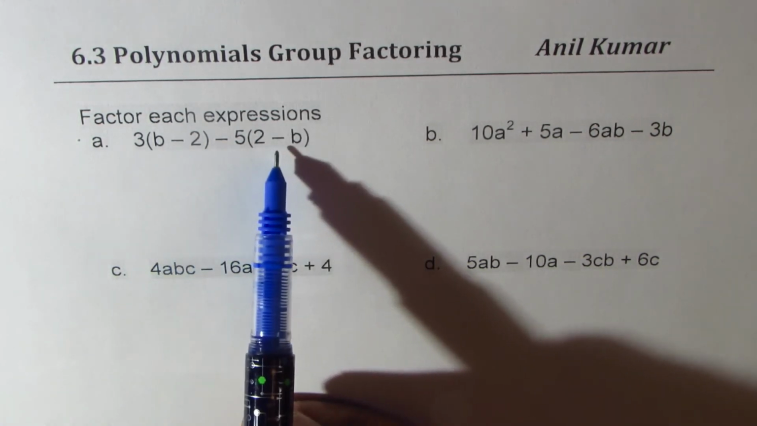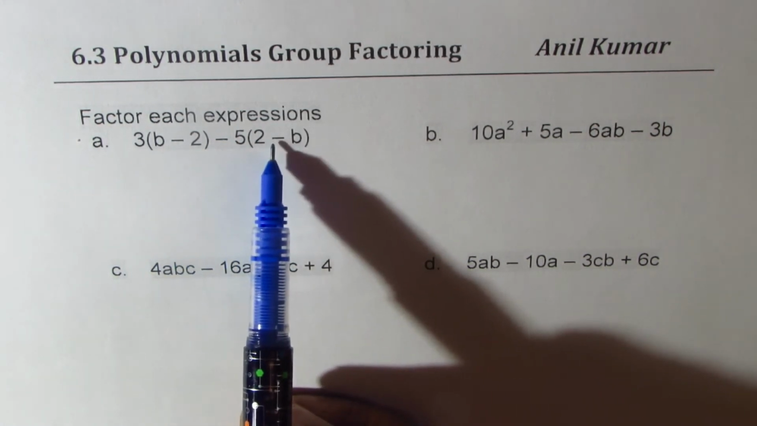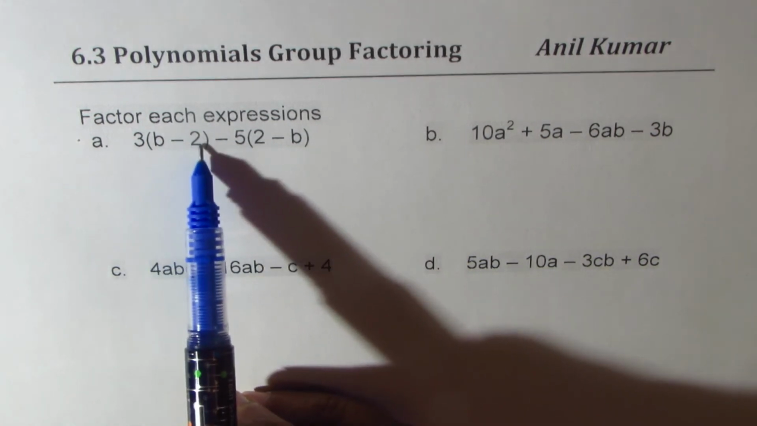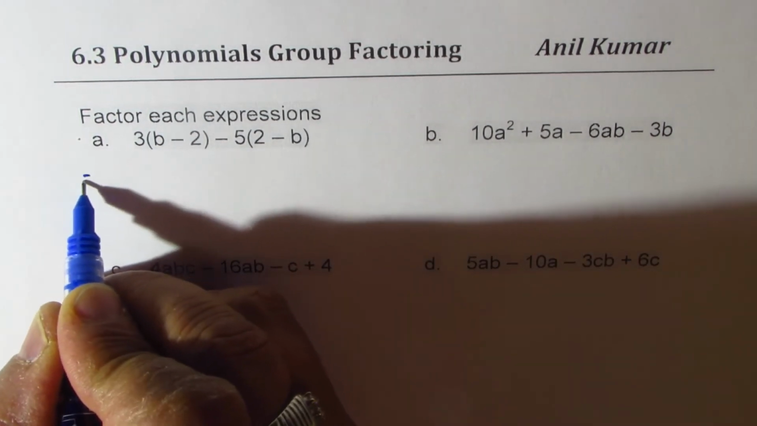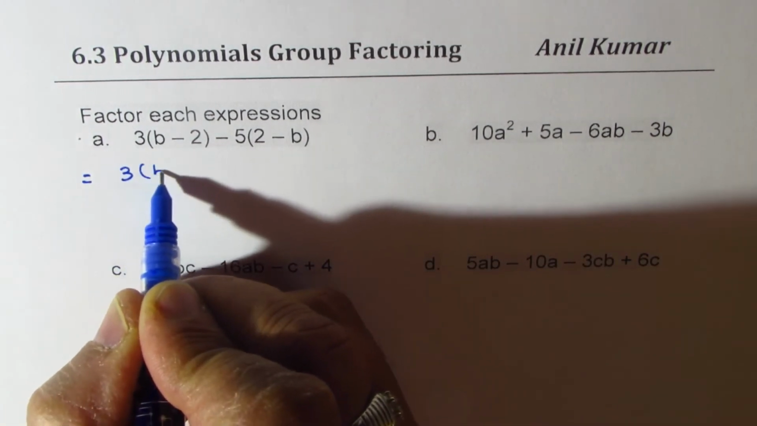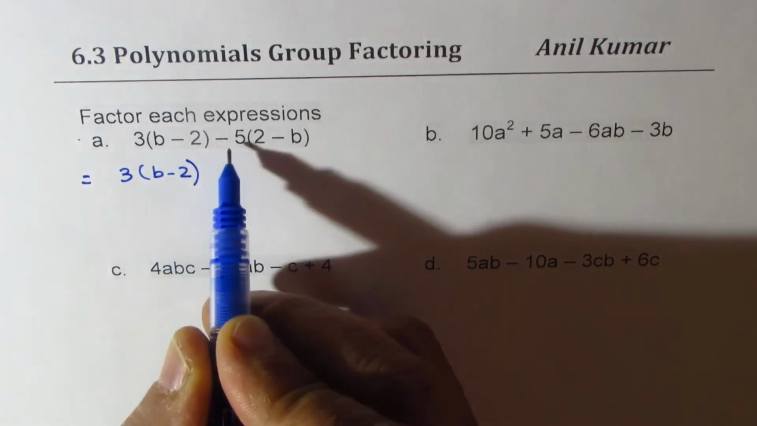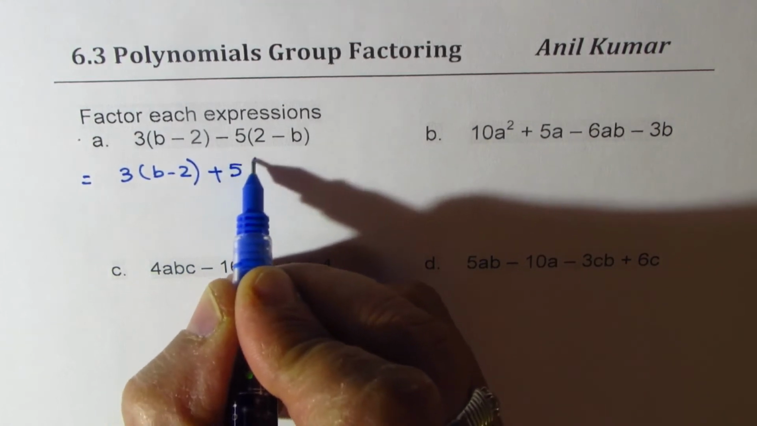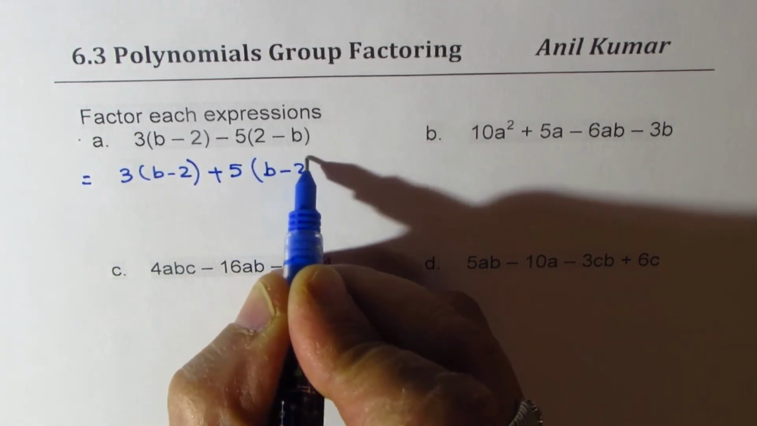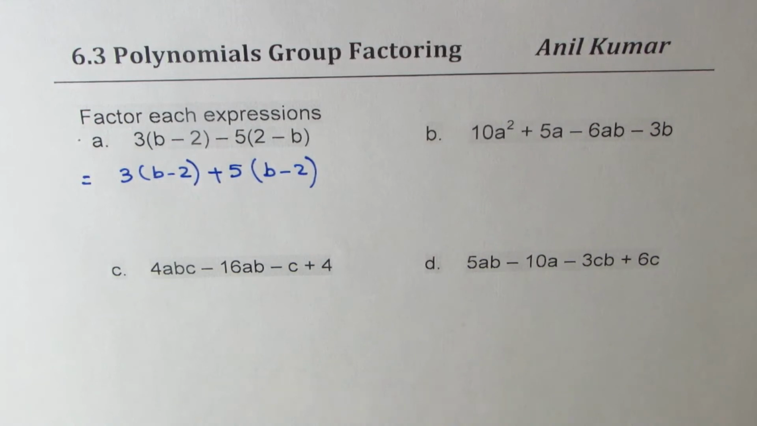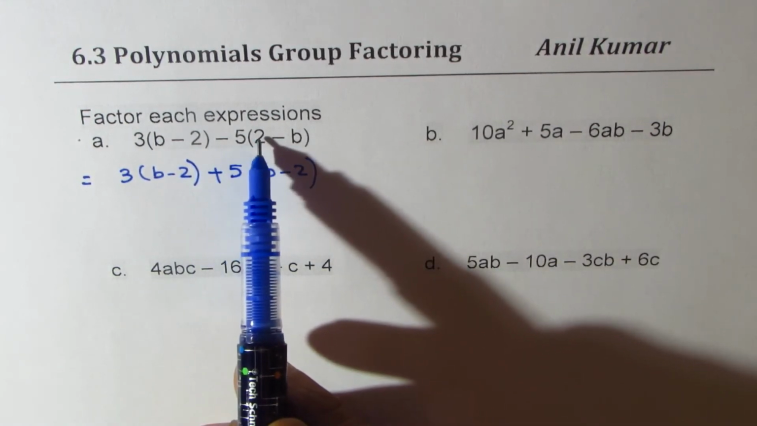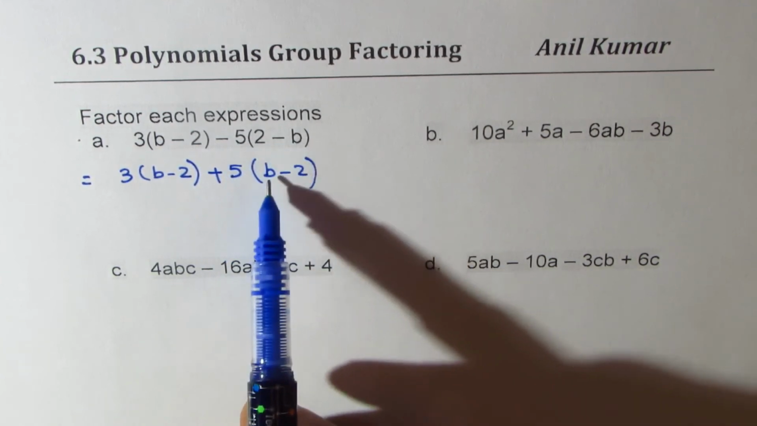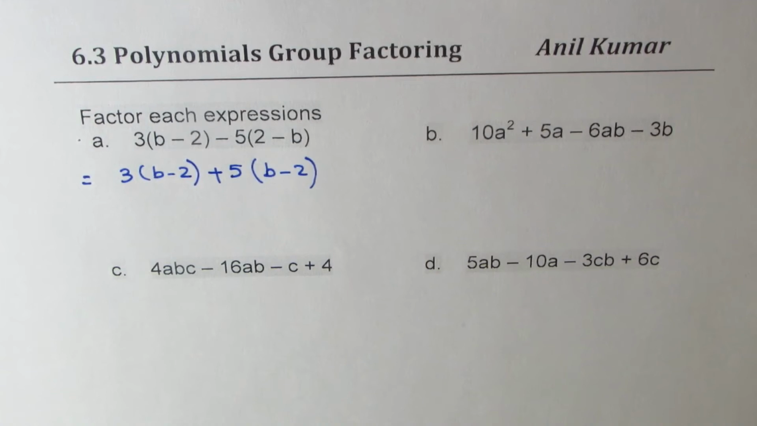So when you look at it, you think as if there is nothing common, right? But there is. What is common? B minus 2 is common. Let's rewrite this. You will realize. So we have 3 times (b minus 2). And if I take this minus inside, making this positive 5, I get (b minus 2) here also. Do you understand? Minus 5 times 2 is negative 10, which I get here. And minus 5 times minus b is positive 5b. So they are exactly the same.